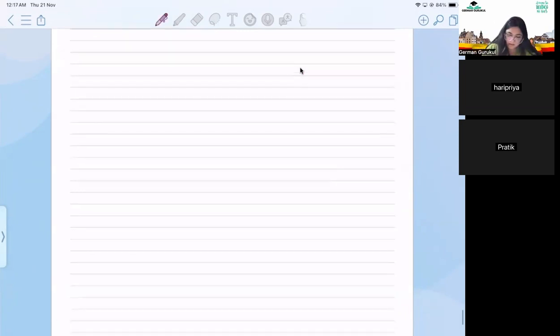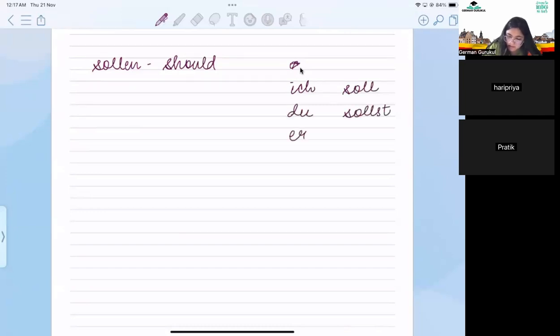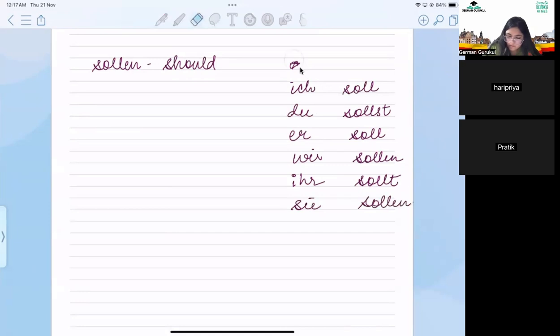Okay. So the next verb is sollen. Sollen means should. Conjugation is ich soll. Du sollst. Er soll. Wir sollen. Ihr sollt. Sie sollen. Ich soll. Du sollst. Er soll. Okay, ihr sollt and sie sollen.